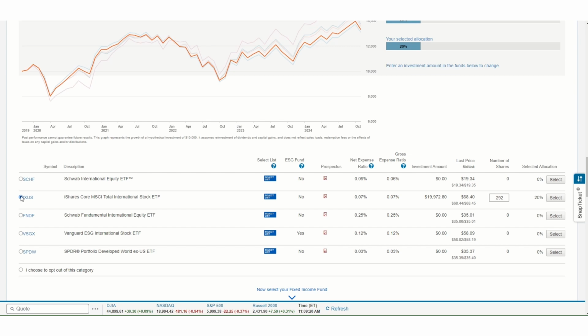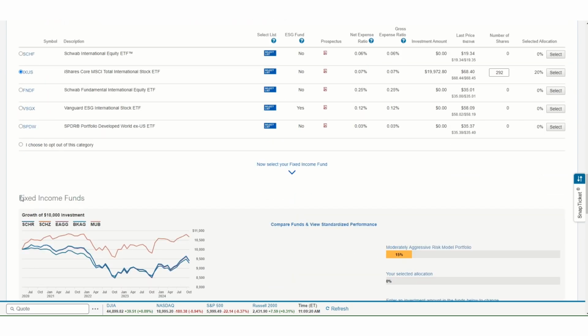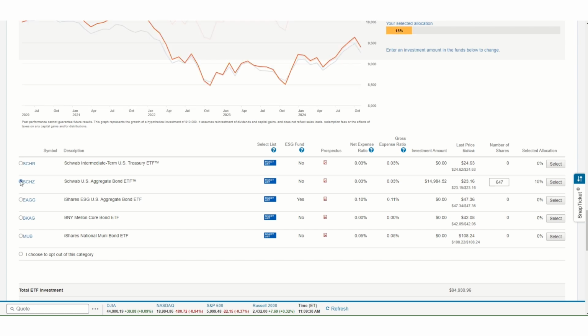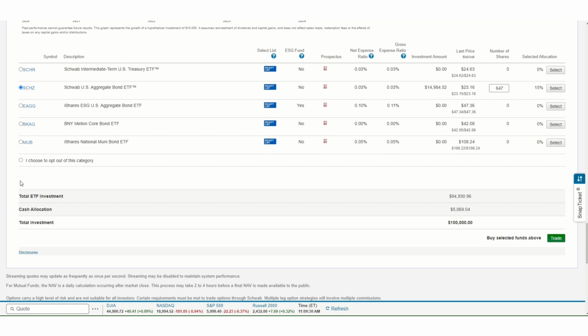And then finally, my last step: which fixed income product do I want to use? I'm going to go with the U.S. Total Aggregate Bond Fund. But notice if I did want a tax-exempt choice with an ETF, I do have that as my very last choice.